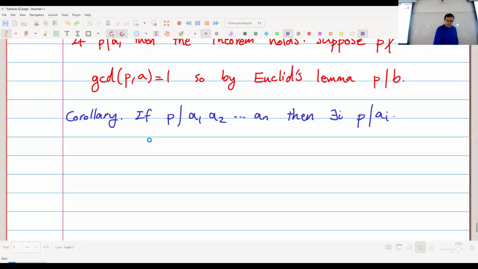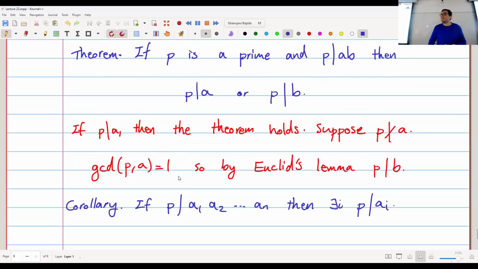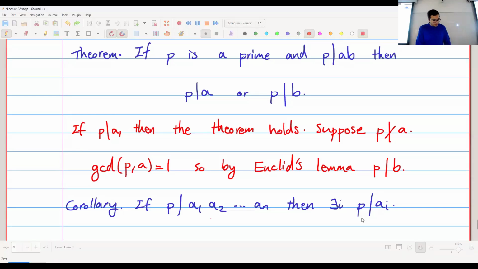How can you prove this? Just apply induction to the previous theorem. Right? So I look at this sequence of products. I say I divide it into two parts. It's like either P divides A1 or P divides this part. If P divides A1, I'm happy. Otherwise, P divides this part. I continue doing the same thing. I say either P divides A2 or it divides the rest of it. And I keep doing this. So there exists some i where P divides Ai.